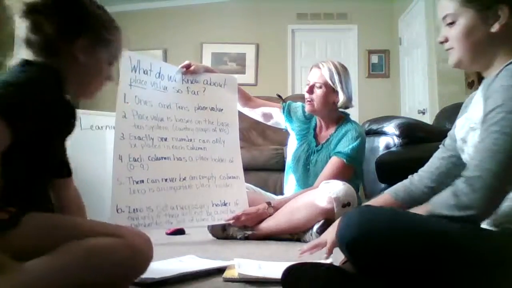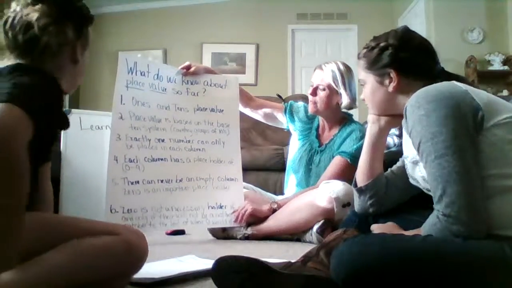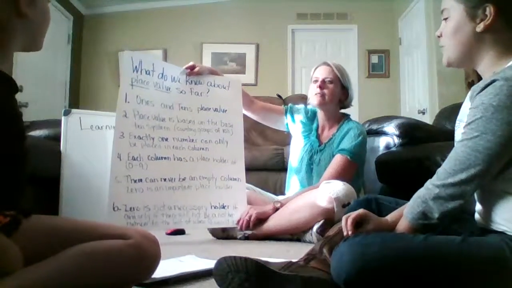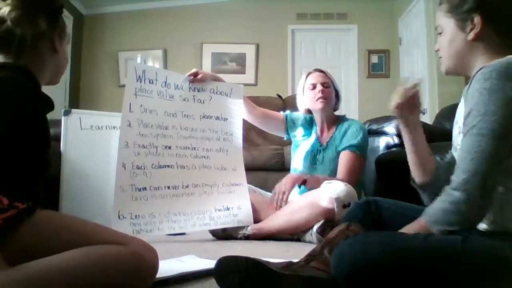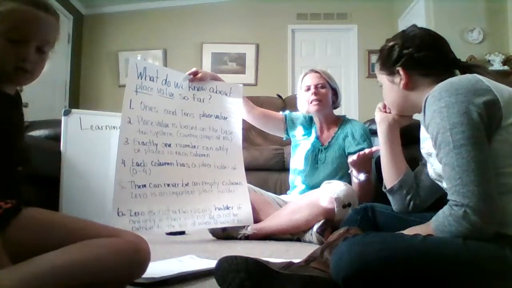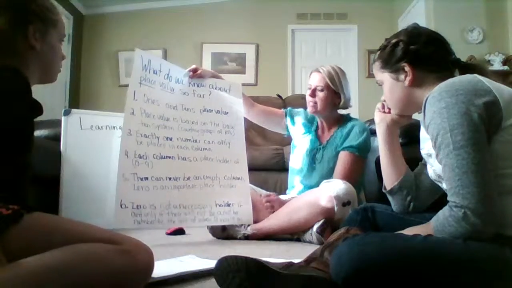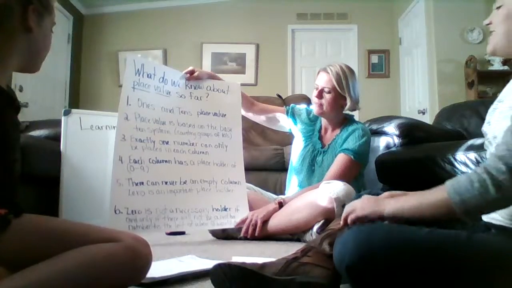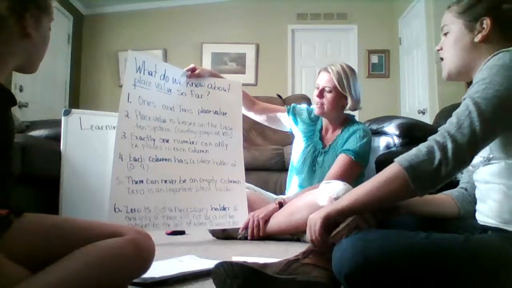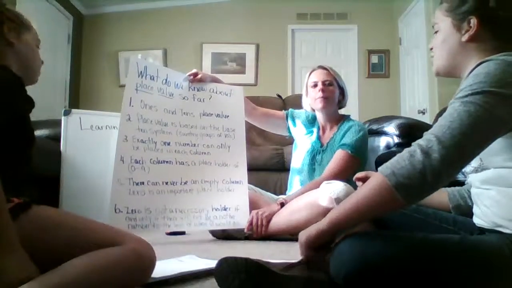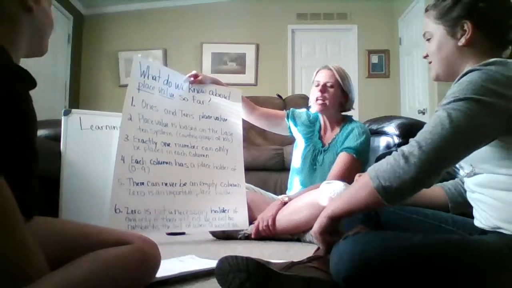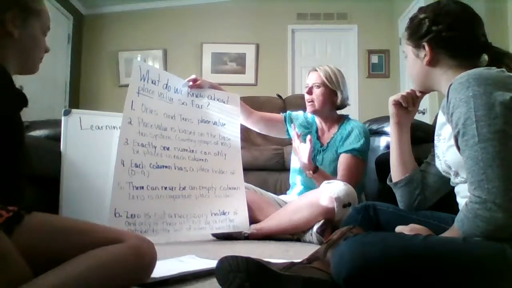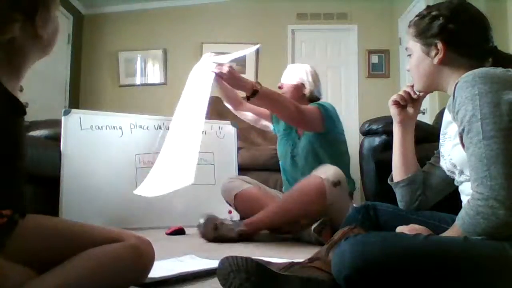Then number 4, what do we know on number 4? Each column has a placeholder of 0 to 9. Each column, that means we can only go to 9 and we start at 0, at the lowest. But 0 is what? Number 5. There can never be an empty column. 0 is an important placeholder. That's right. There can never be an empty column. If there's an empty column, we're going to have a big hole, and it's not going to say what we want it to say, okay?